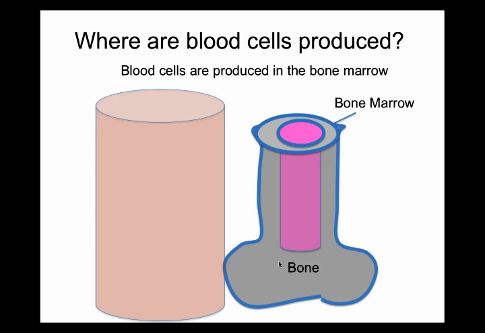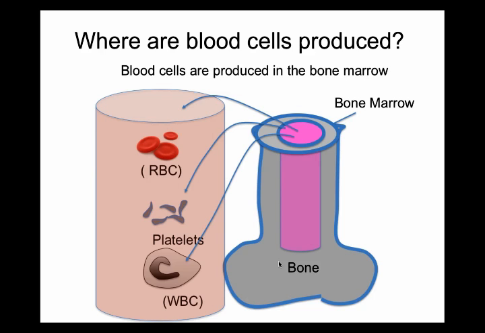viruses. These cells are all produced in the bone marrow, and from the bone marrow they diffuse into the blood system.